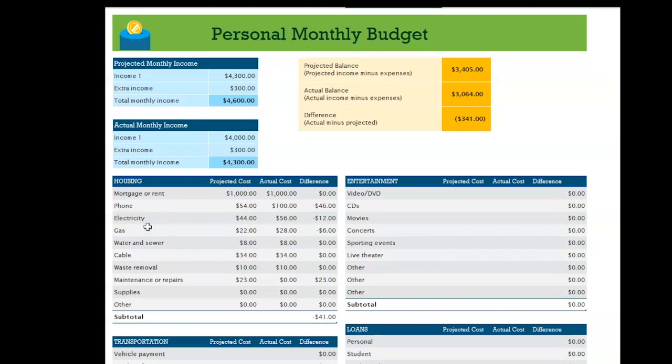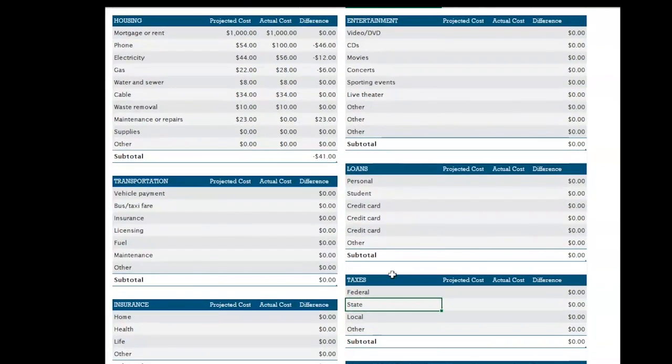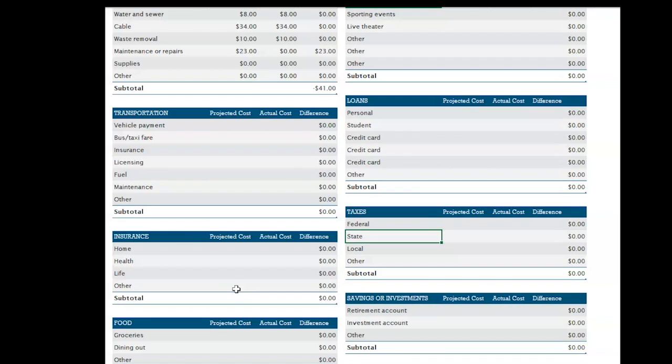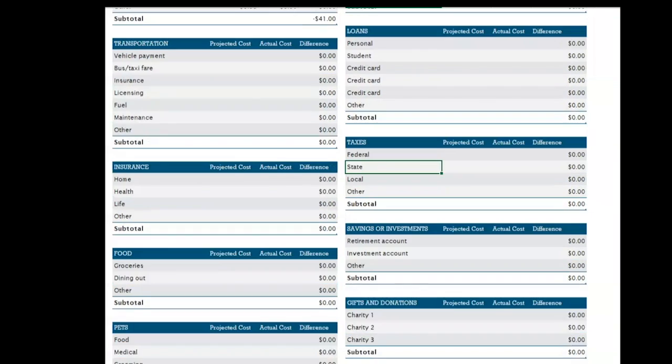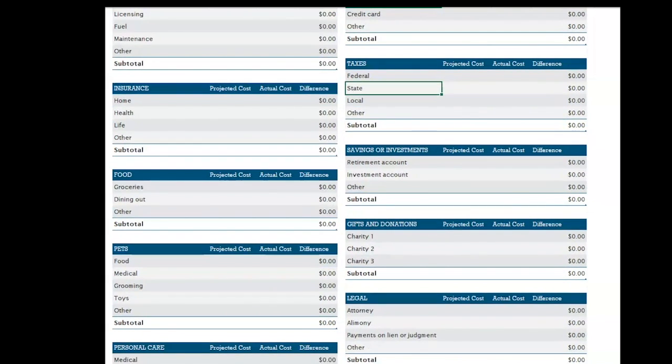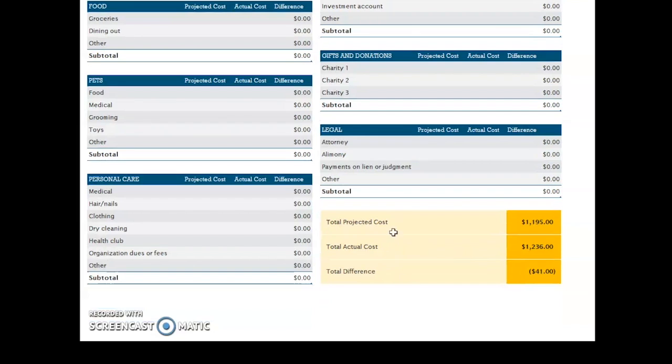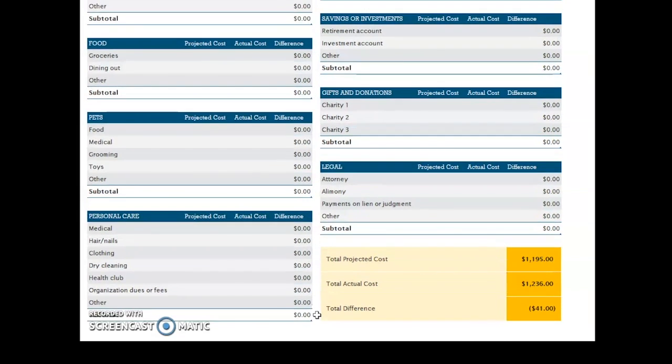So how do you make a budget? Here's an example of a personal monthly budget that I found online on Office 365, I believe, and it's divided into these sections where you get to see housing, transportation, entertainment, loans. They're all divided by projected cost, actual cost, and difference, and this really helps you examine your expenses and how you're using your money, and at the very end you get to see your total projected cost, your total actual cost, and then the total difference all collectively.